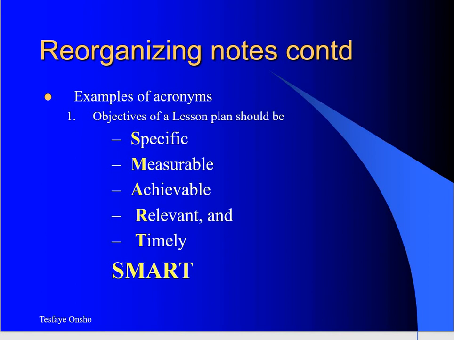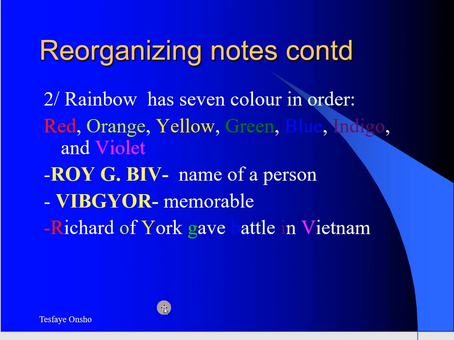And if you have been in a physics classroom, you must know this: the seven colors of a rainbow. You can create your own, but the most common things are these, and in the books you can find them. The first one is the name of a person, Roji Beev, Vabichior. This is the one I knew long ago. And the second one, Richard of York gave battle in vain.